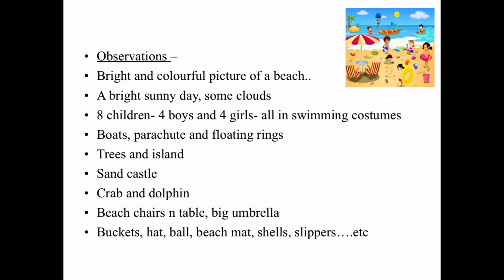We see 2 beach chairs and a table with a big umbrella which is red and yellow in color. Other than these, we can also see 2 buckets, a hat, a ball, a colorful beach mat, shells, a starfish, slippers, etc. lying on the sand. Now children, if you can find something else too, you can jot it down in your rough book.